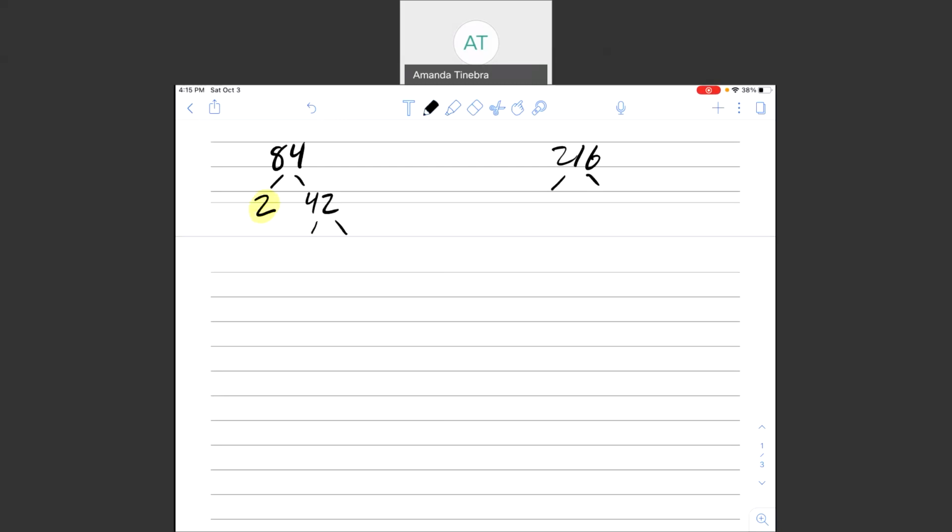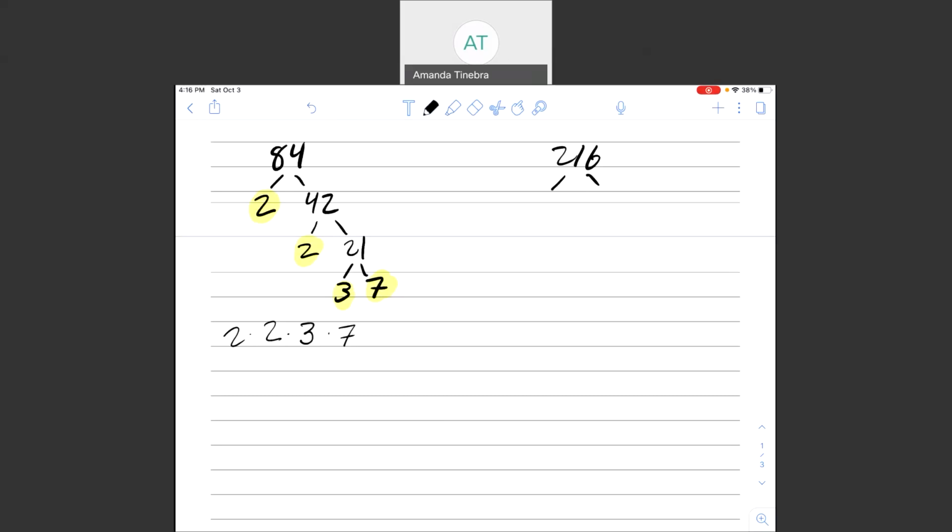For 42, it's still even, so I'll divide it by 2 again. 42 divided by 2 is 21. 2 is prime. 21, I know, is not prime, so I won't highlight it. 21 then isn't divisible by 2. It is divisible by 3, so I'll do 3. And 3 times 7 equals 21. So I have my 3 and my 7. And those are both prime. So my prime factorization is 2 times 2 times 3 times 7. Okay?